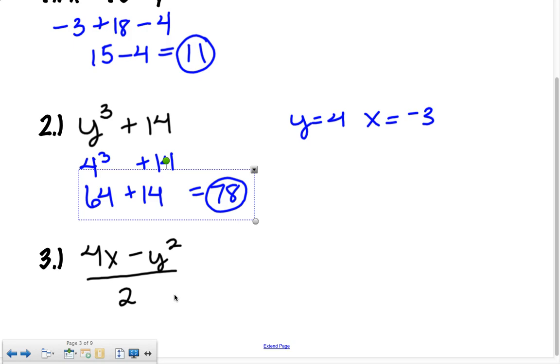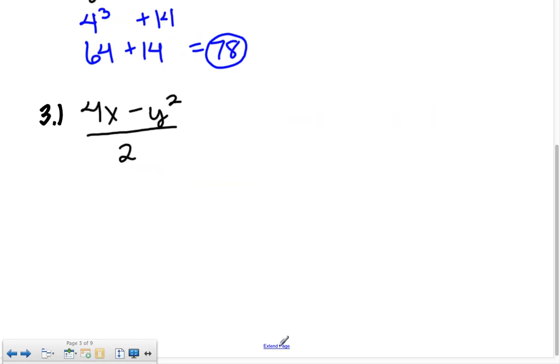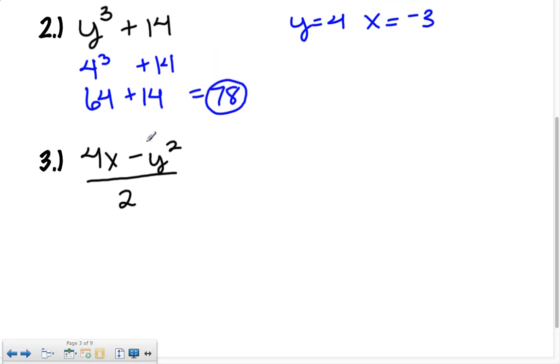All right, now looking at number 3, let's give us some more room. Instead of writing 4x, I'm going to write 4 times negative 3, which is what they gave us in the key and above. And then instead of writing y squared, I'm going to write 4 squared and put it all over 2.